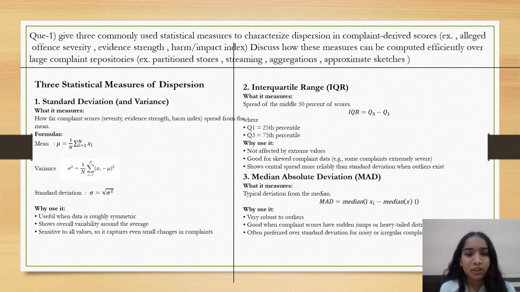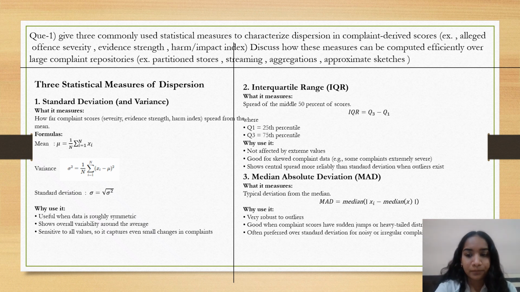If standard deviation is high, the complaints have large variations, and if standard deviation is low, the complaints are more consistent. So we calculate it using the formula shown over here, where we take the difference from the mean and then square it, average it, and take the square root. Standard deviation is especially useful when the data is roughly symmetric, and all the formulas of mean, variance, and standard deviation are given below here.